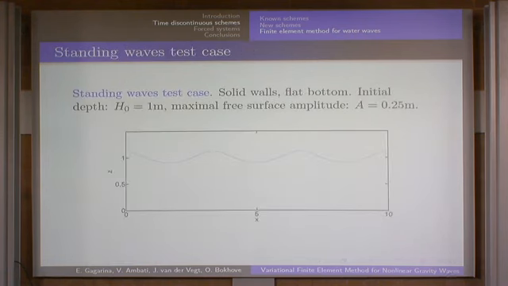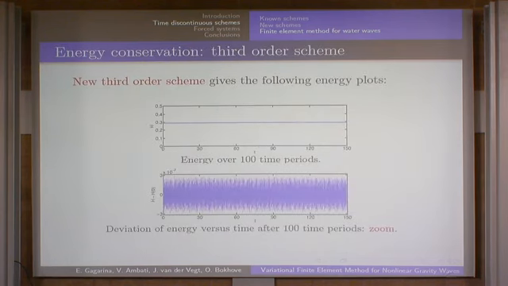So what I will be considering is standing waves with solid walls, with a flat bottom. They're going back and forth. I ran this test for 100 time periods, and over 100 time periods, this is the energy plot. It is time, it is total energy. So from far away, you don't see any energy drift, decay, or rise. Zooming near the line, you see oscillations which are going back and forth, as it is predicted, but on average they remain the same. The deviation of the energy is not going anywhere, it's just constant.